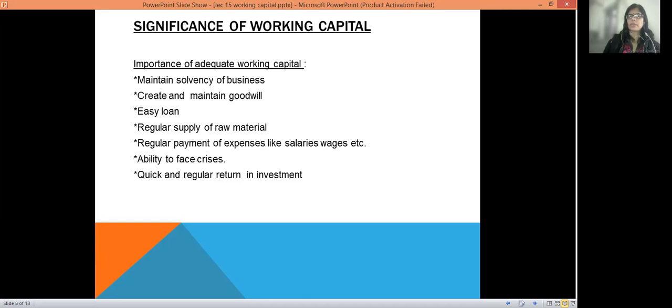So in that way, if the customers are interested, if we are doing our business in a good manner, the quick and regular return on investment is quite obvious, because people are interested to join with us, and people are going to rely on our business because we are doing our work in an efficient manner. That's why adequate working capital is most important for the existence or success of any business.